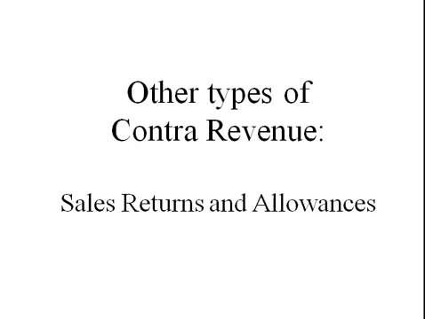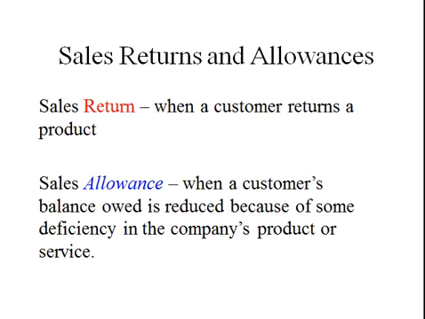Other types of contra revenue include sales returns and allowances. A sale return arises when a customer returns a product. You're accustomed to doing this in the case of buying a product, taking it home and finding it's the wrong size or the wrong color, or returning it for a variety of other reasons.